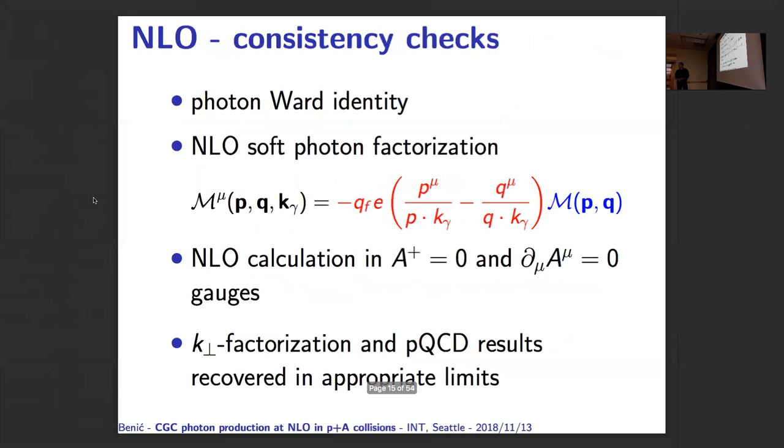Is the gauge choice... Gluons, sorry. Yeah.